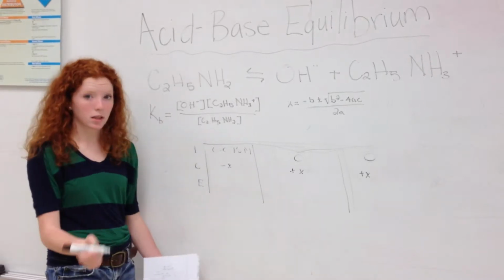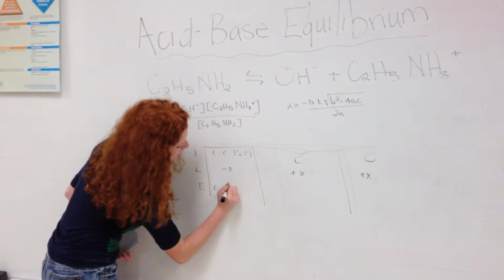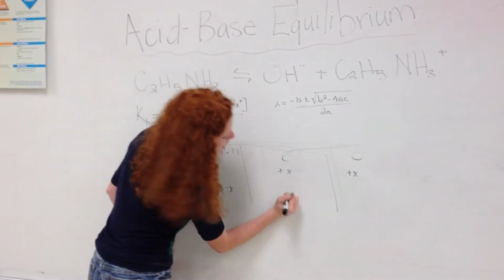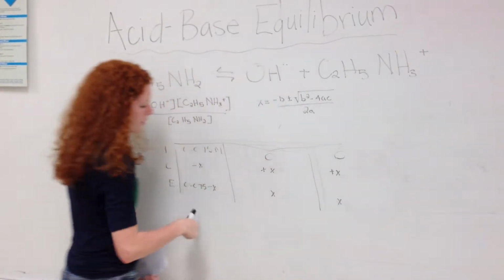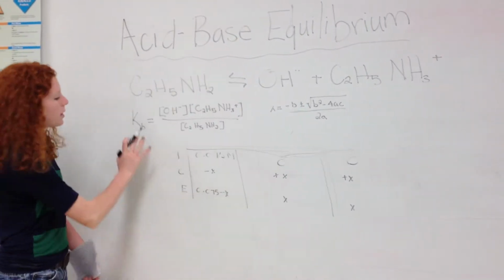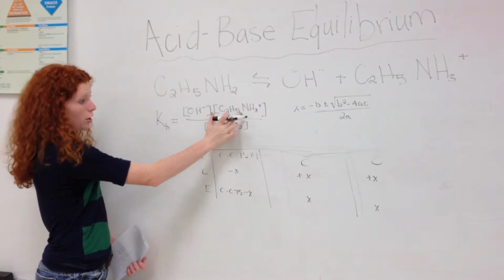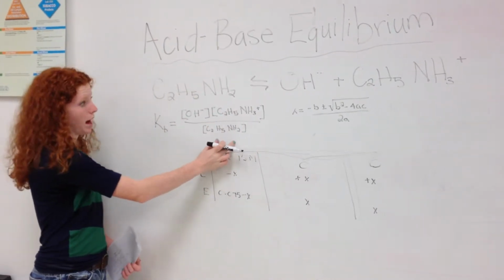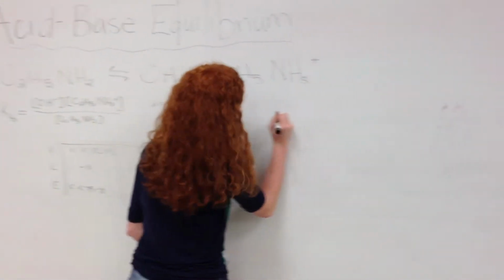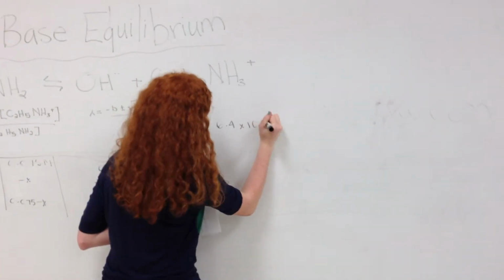So then the E stands for equilibrium. And so at equilibrium, we know that it will be 0.075 minus whatever was lost. And then you'll have X here for whatever was gained on this side. So now that we have these, we can plug it into the Kb expression, which is the concentration of the products over the concentration of the reactant. So, we know that the Kb value for ethylamine is 6.4 times 10 to the negative fourth.